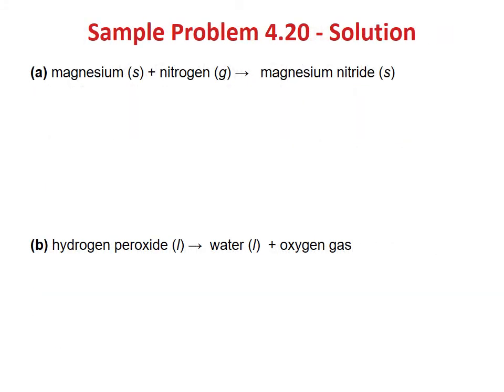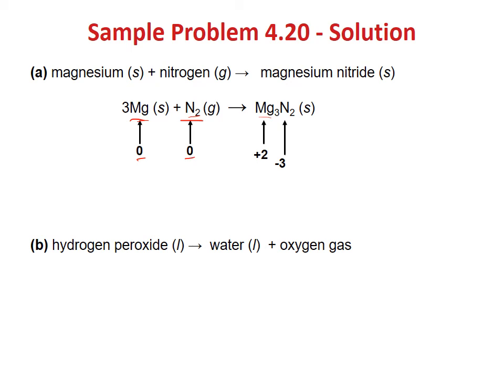Question A. Magnesium plus nitrogen forms magnesium nitride. This is the balanced reaction equation. Two elements combine to form a compound, so the reaction is a combination reaction. Now, because magnesium and nitrogen are both in elemental form, their oxidation numbers are 0. In magnesium nitride, nitrogen is -3 and magnesium is +2.